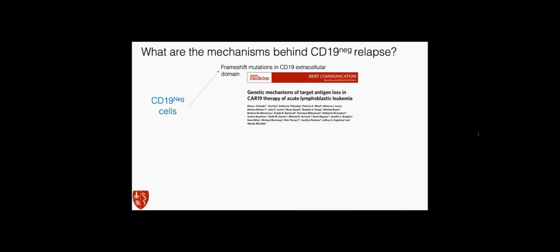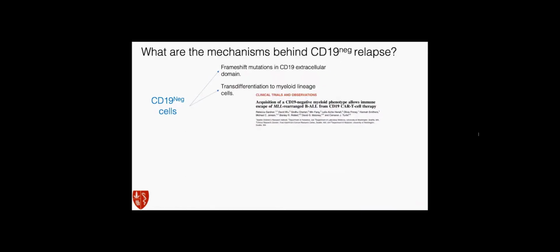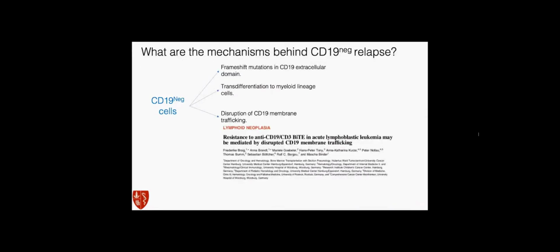So we already know a bit about CD19 negative relapse in the face of targeted therapy, both CAR T cells and blinatumomab, which is another bispecific antibody, or a BiTE antibody actually, that targets CD19 positive cells. So there's been description of frameshift mutations in the CD19 extracellular domain that then make it difficult for the T cell to recognize CD19. There's been description of transdifferentiation of cells to a myeloid lineage, so that with pressure on CD19, the cells altogether can switch to looking more myeloid.